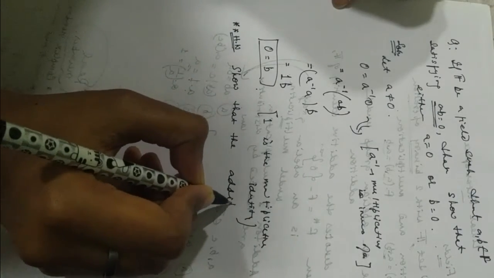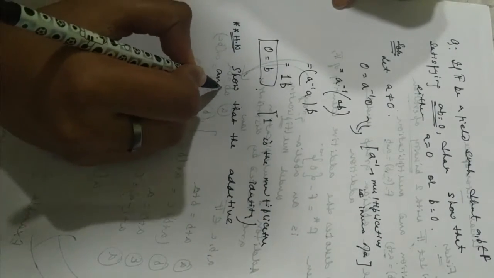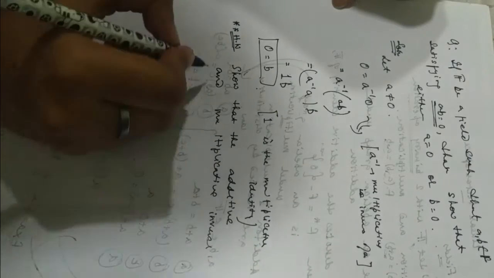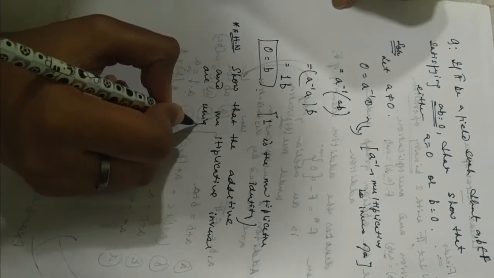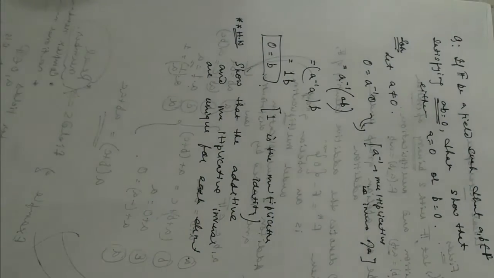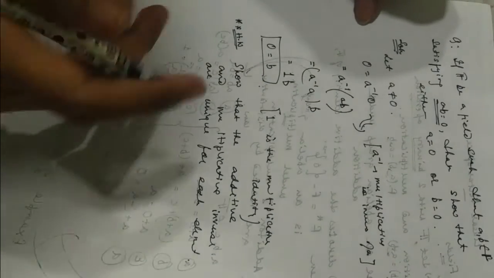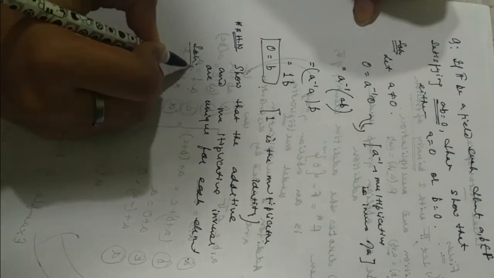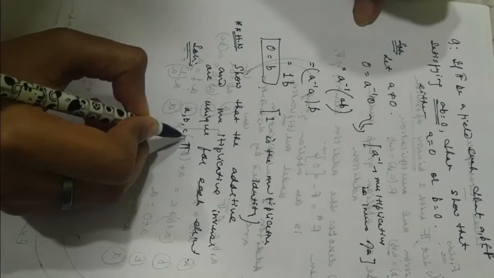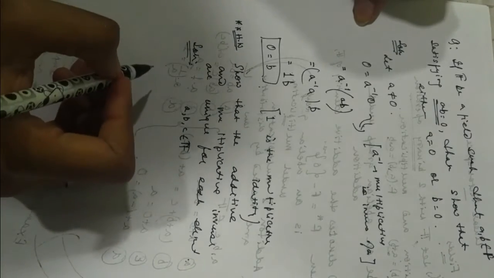Show that the additive and multiplicative inverse are unique for each element, right? Show that the additive and multiplicative inverse are unique for each element. So I won't solve it for you, but I'll give you a hint. Let's consider that A, B, C, these are elements of a field, right?